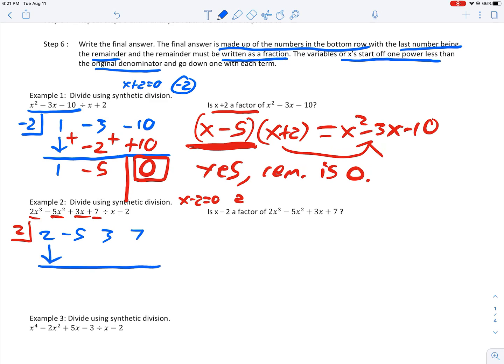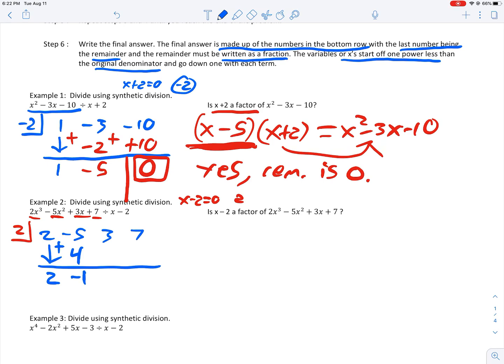Bring the first one down. Okay. So now it's 2 times 2. That product goes in the next column. So that would be 4. Now I add these two numbers. So -5 plus 4 is -1.